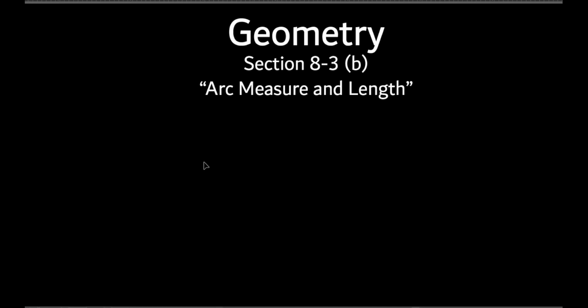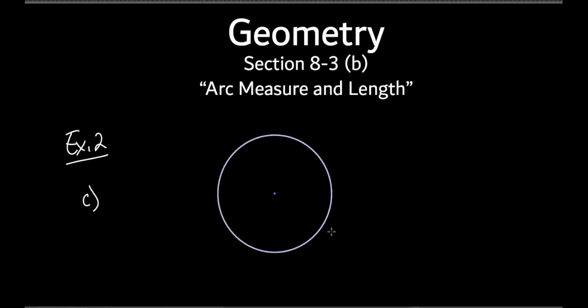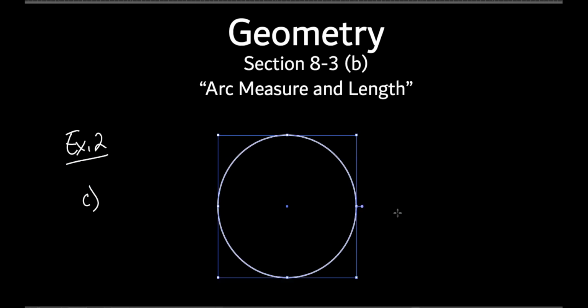All right, so we are going to do example 2C. That's where we ended up yesterday. Example 2, part C. And let's draw a circle. So we found two things yesterday. We found the length of the arc and we found the angle of the arc. This time we're going to find the radius of the circle.